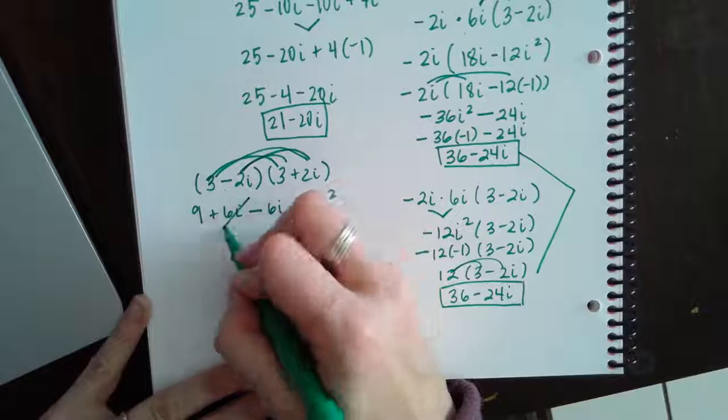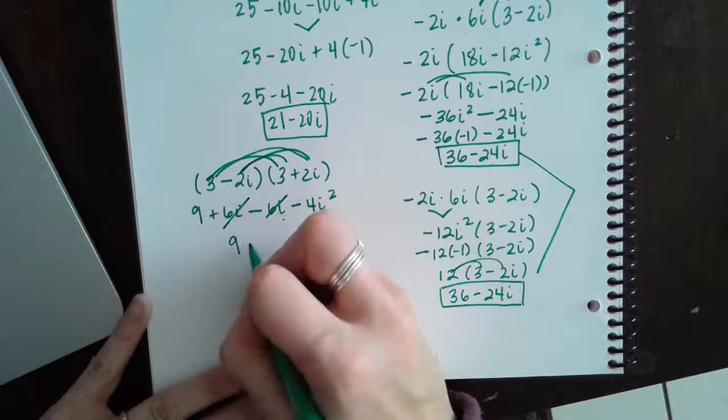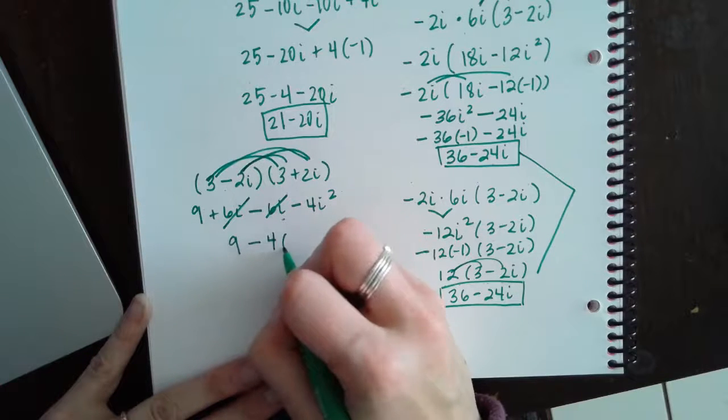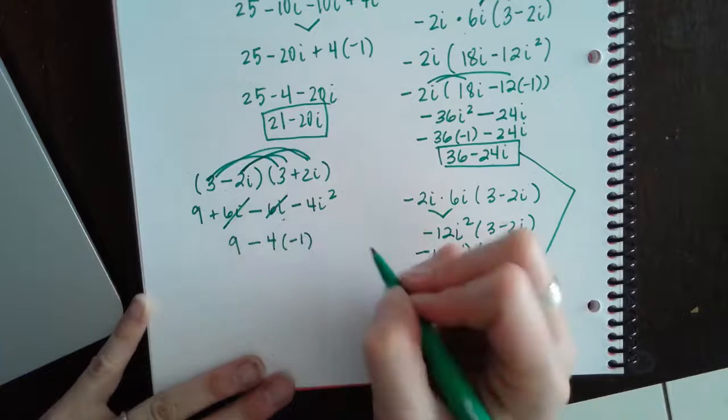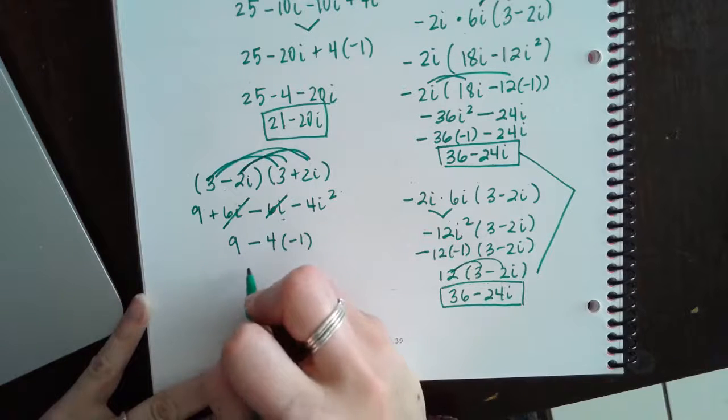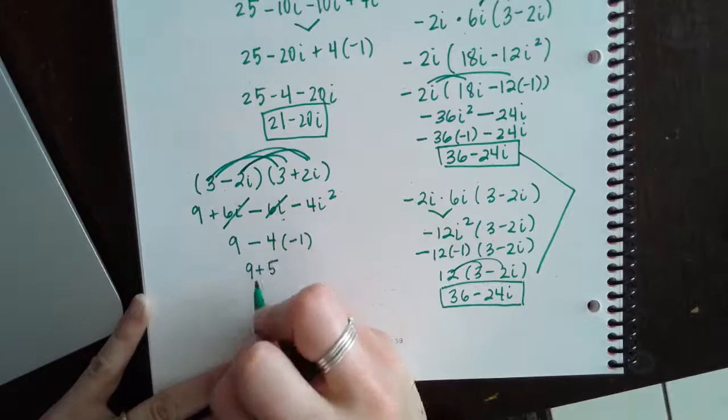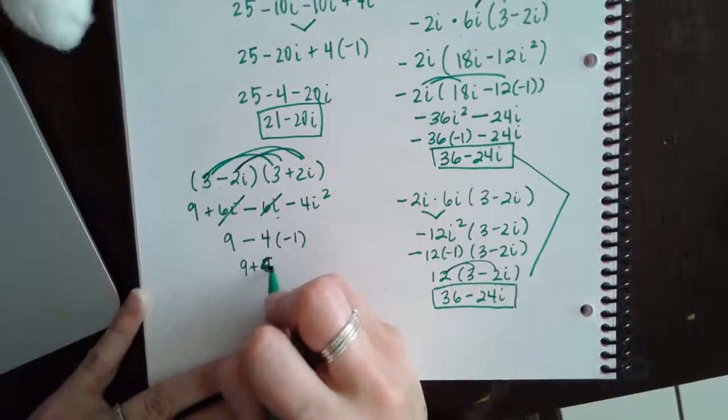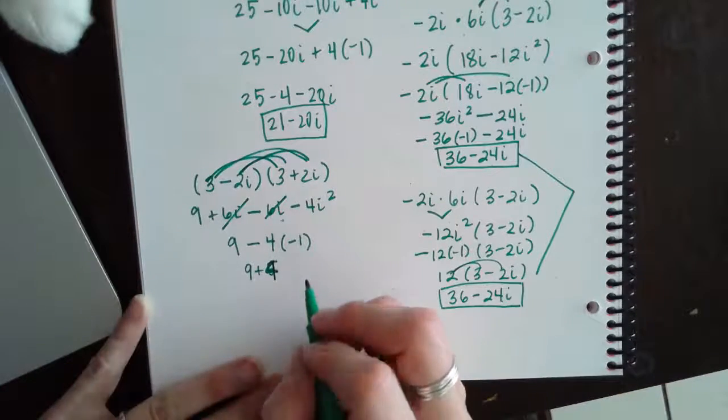So now we have 9 minus 4i squared. Remember, i squared is the same thing as negative 1. Negative 4 times negative 1 is positive 4. And 9 and 4 make 13.